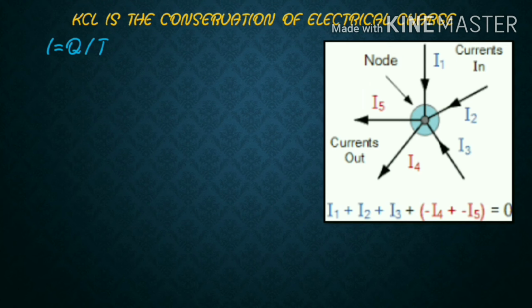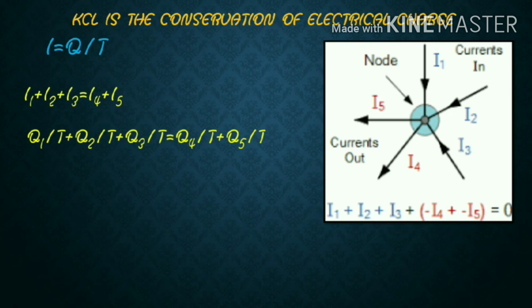Now come to another part. Why is the KCL law known as conservation of electrical charge? On the first slide we already said that KCL is conservation of electrical charge. Everyone knows I is equal to Q by T. So according to the last equation, we can say I1 plus I2 plus I3, these three entering currents, will be equal to I4 plus I5, these two leaving currents.